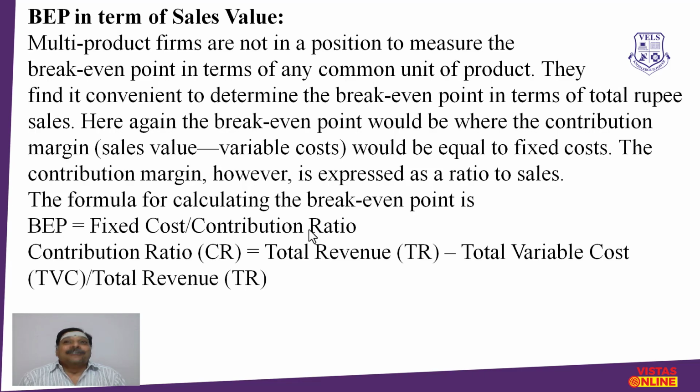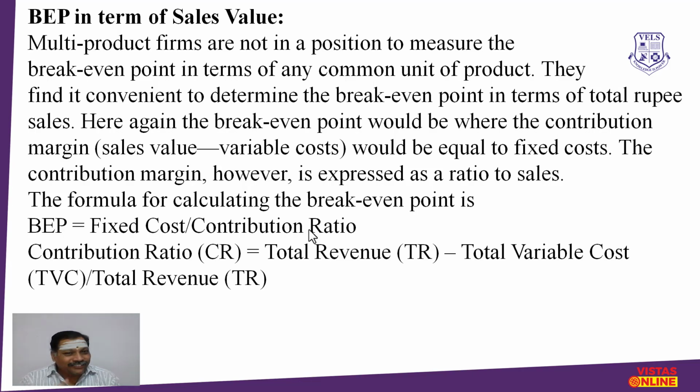Now we have to explain the break-even point in money value. Here again the break-even point would be where the contribution margin equals the fixed cost. What is contribution? Total sales value minus total variable cost. In the unit case, it is the selling price minus variable cost per unit. Here it is the sales value minus total variable cost. So it should be equalized with the fixed cost. The contribution margin is however expressed as a ratio of sales. So by using this logic again, the break-even point is nothing but fixed cost divided by contribution ratio, that is contribution margin, for a single product.